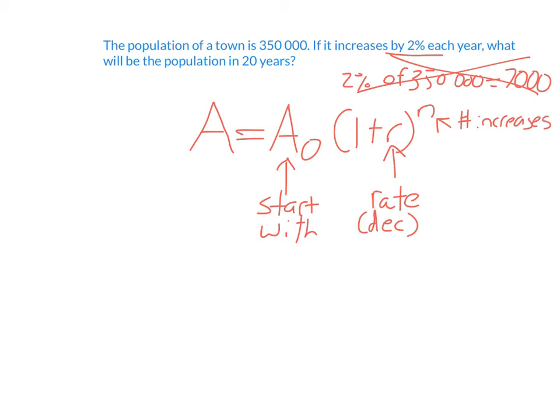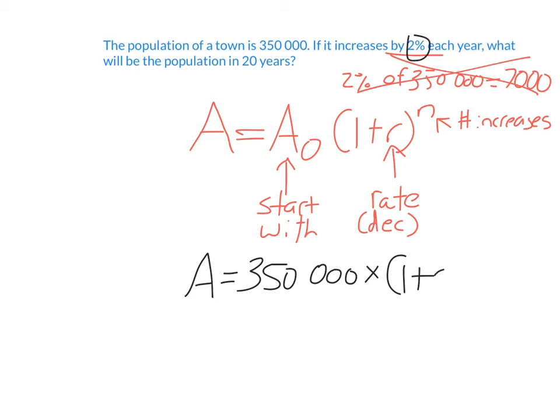So in our example here, the amount would be A0, which is how much I started with, times 1 plus R. So I have to make R a decimal. So 2% is the same as 0.02. So remember, percent to a decimal, I'll just write that, percent to a decimal, you just divide by 100.